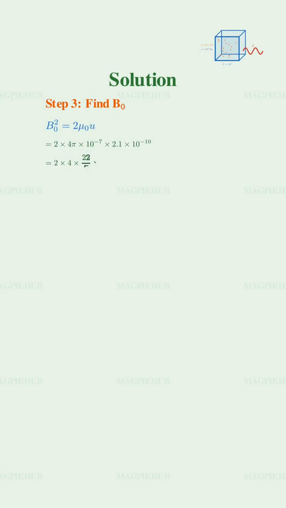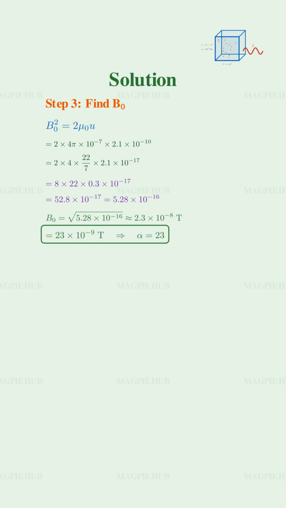Step 3. Find B naught. Using U equals B naught squared over 2 mu naught, we get B naught squared equals 2 times mu naught times U. Substituting, B naught squared equals 2 times 4 pi times 10 to the minus 7, times 2.1 times 10 to the minus 10. Using pi equals 22 over 7, this becomes 2 times 4 times 22 over 7 times 2.1 times 10 to the minus 17. Now 2.1 divided by 7 is 0.3, so we get 2 times 4 times 22 times 0.3 times 10 to the minus 17, which is 52.8 times 10 to the minus 17. That is 5.28 times 10 to the minus 16.